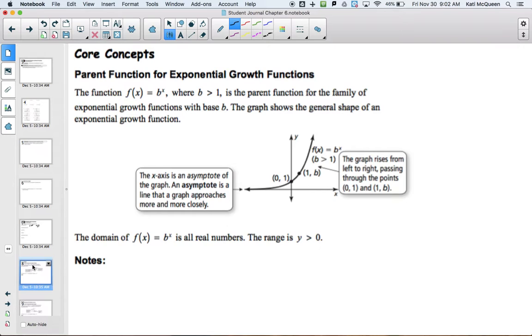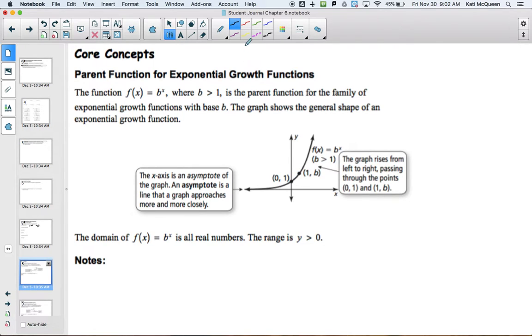All right, so in the core concepts underneath here, looking specifically at exponential growth, this is what these exponential functions are going to look like. If you think about raising some number to a power, and that power begins to increase, we're going to start to grow faster and faster. So that's exponential growth.